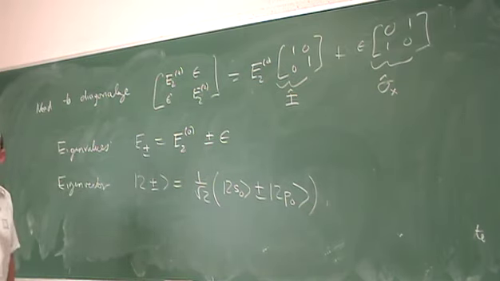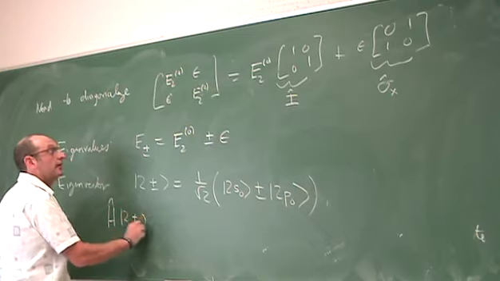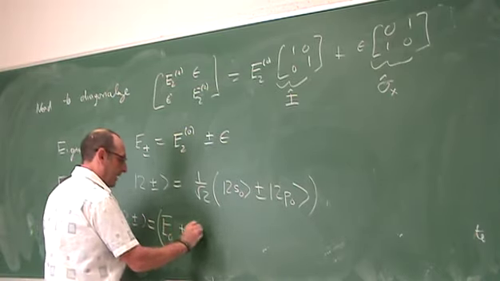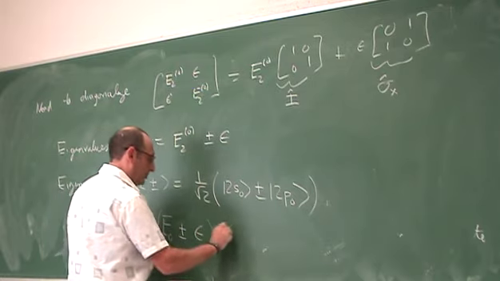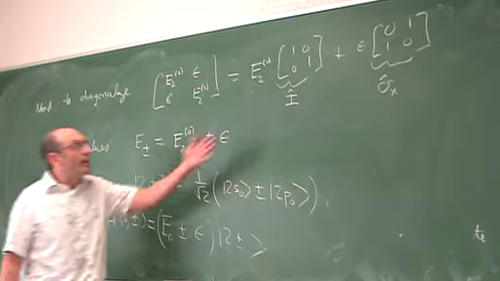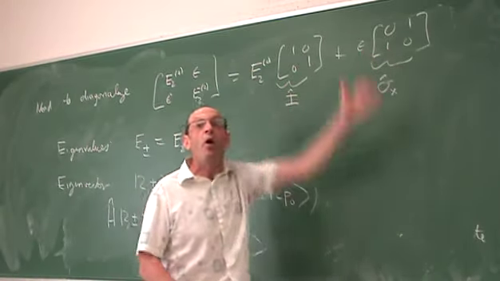Aren't those the eigenvectors of sigma x? Yeah. And then you have some amount of the eigenvectors of the identity, which are the same, the eigenvectors of sigma x. So if I multiply H on this, I get E0 plus or minus epsilon times 2 plus or minus. You don't have to diagonalize the identity, you just diagonalize this part. These are the eigenvectors of the whole matrix.